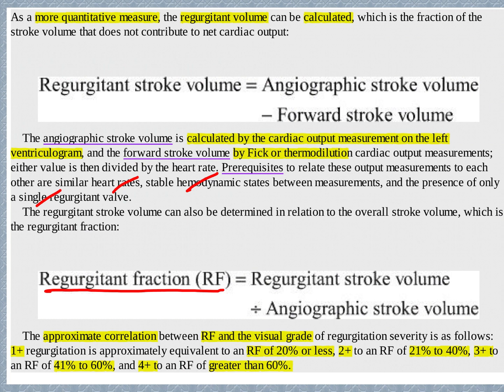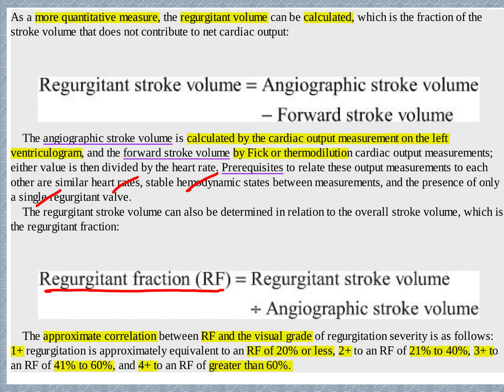There are some prerequisites for correct measurements, which are steady state physiology. What are we thinking about? Similar heart rates, stable hemodynamic status, and a single regurgitant valve. So that's for the regurgitant stroke volume.